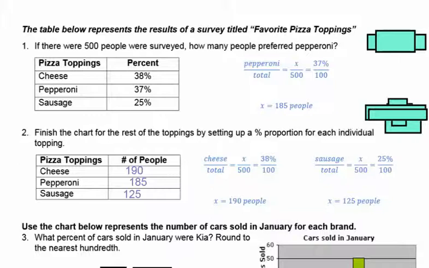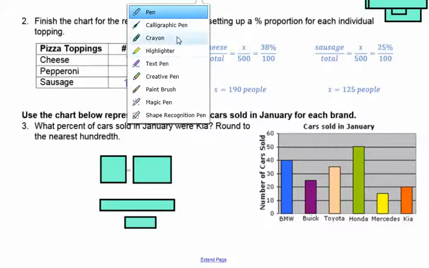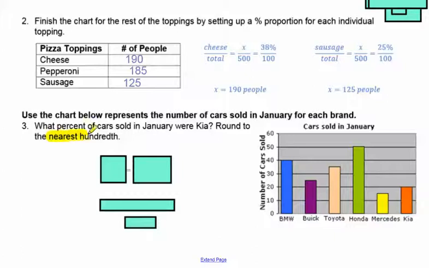All right, let's go ahead and look at the next problem. We're going to use the chart below. It represents the number of cars sold in January for each brand at a car place. So they have a bunch of different cars. They show us that BMW 40, Buick 25, Toyota 35, Honda 50, etc. The question says, what percent of cars sold in January were Kias? And then round to the nearest hundredth. So I'm going to highlight that just so I don't forget at the end. We got to round.